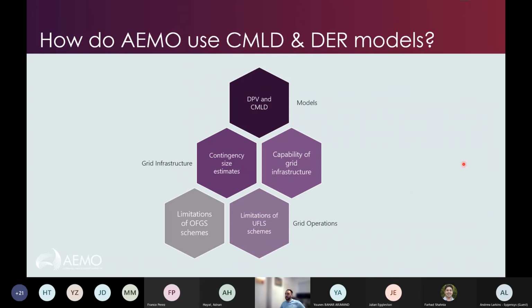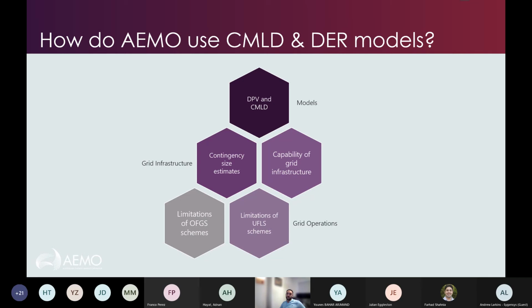So to wrap up, the energy market operator uses these models to improve the way we calculate things like contingency size estimates, as well as looking at contingency FCAS, or frequency control ancillary services, estimates, and then we can, I guess, have a more efficient market. We don't need to hold as much FCAS if we use these models.